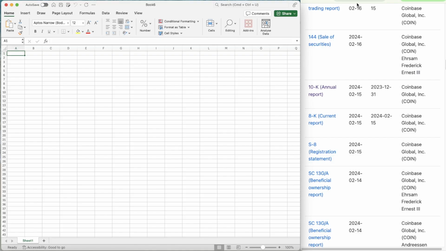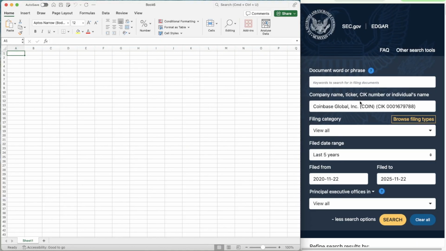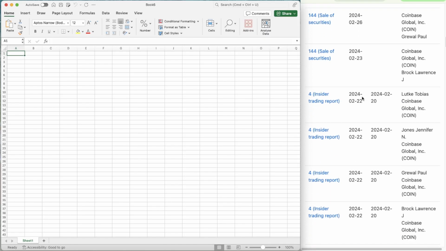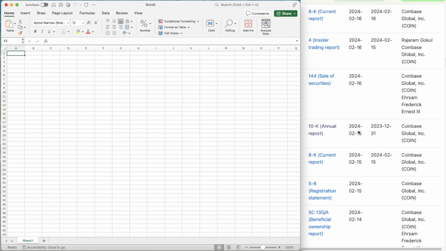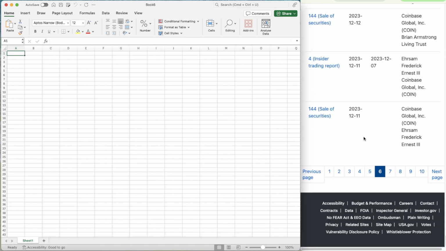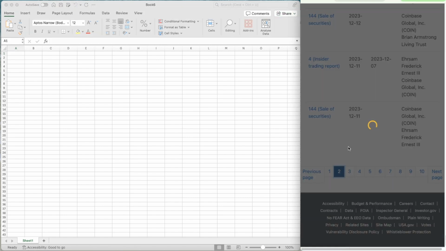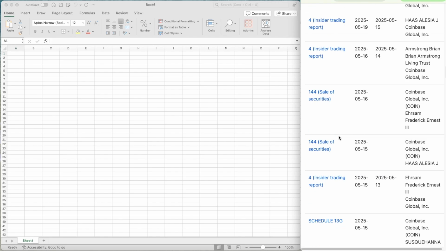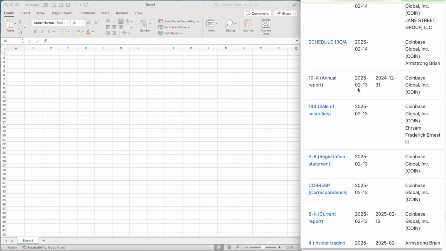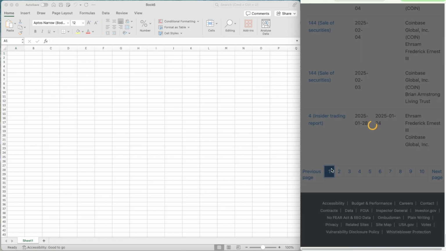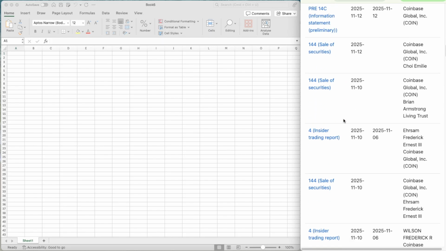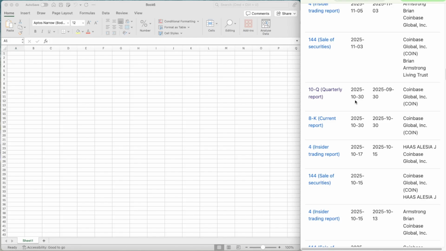So we need to come onto the SEC website and go for Coinbase. We need two 10-Ks for this one. We need the one from 2024, so this one is 15th of the 2nd, 2024, and that's on page 6. Then come to page 2, I think it is, for the other 10-K. Here it is, 13th of the 2nd, 2025. And on the first page, we'll find the latest, this one, 30th of the 10th, 2025.